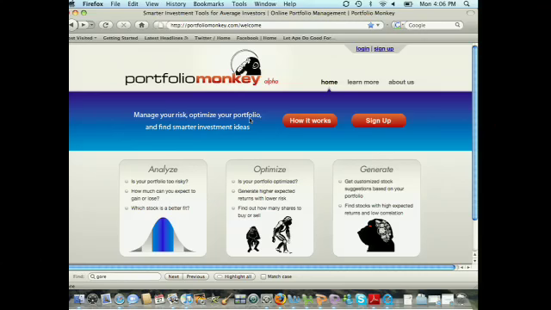PortfolioMonkey is a consumer-facing investment application that provides analytical tools that help investors assess risk, optimize portfolios, and find smarter investment ideas that are customized for their portfolio. Now, the easiest way to demonstrate what PortfolioMonkey can do is to dive right in, so let's just get started.